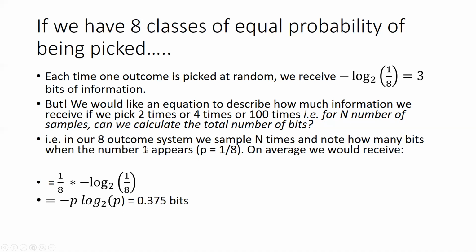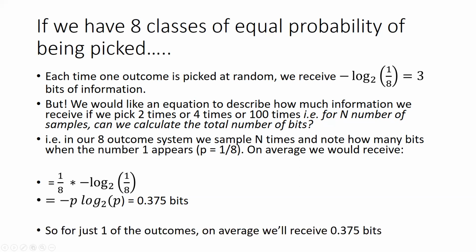So for any one particular outcome, if I was only interested in one outcome, when we're thinking about this 3 bits of information on average, I don't really care what outcome I'm getting. I just want to look once and get an outcome. On average, we receive 3 bits of information. If I'm now only interested in the number 1, when I see it, I only receive 0.375 bits of information. So for just one of the outcomes, on average, we'll receive 0.375 bits because this is just 1 over 8, or we only see this number 1 over 8 of the times.